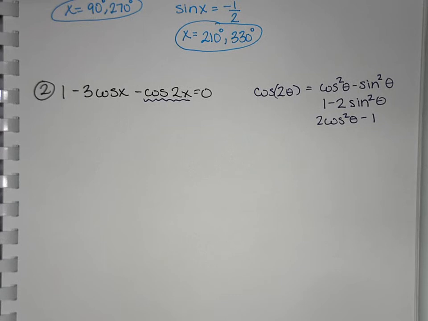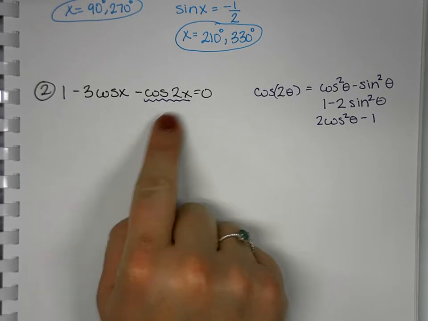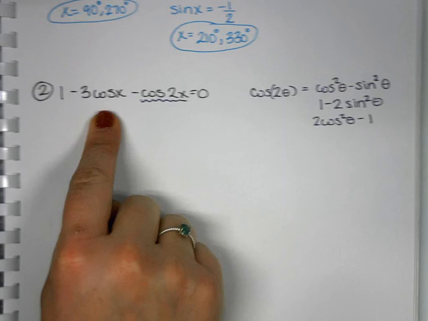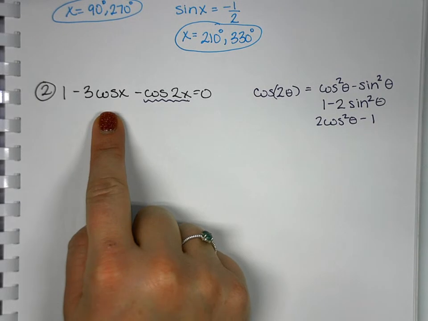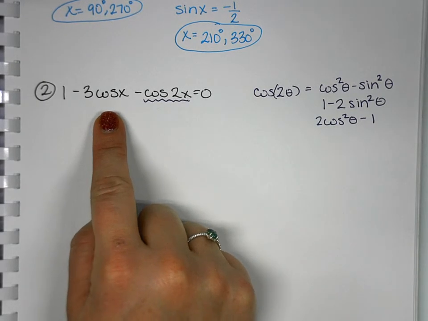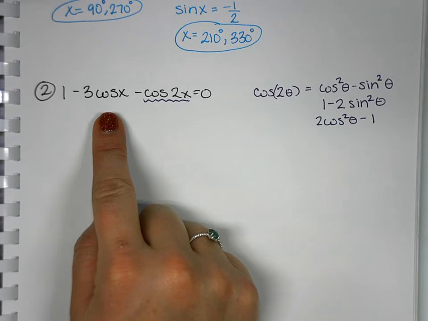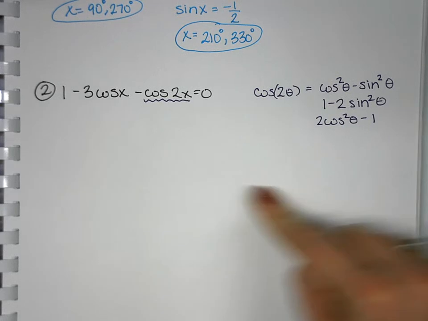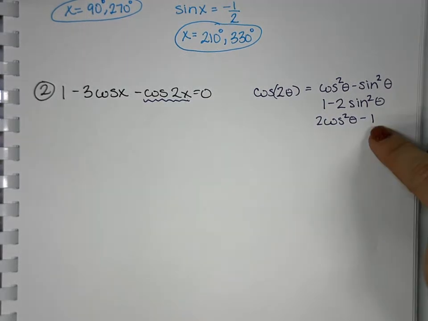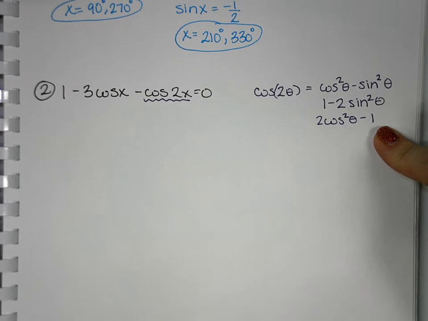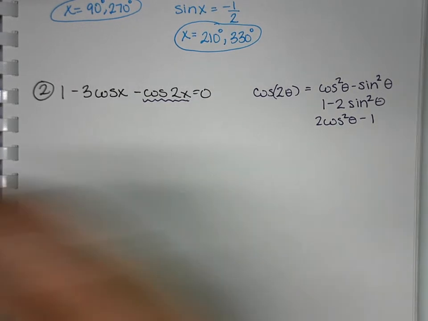So when I look at what my problem has, I have another cosine in my problem. If I was going to factor, I need it to stay all cosines, because if I throw a sine in there, it's going to throw off my ability to factor. So when I come over here, there's only one option that has a cosine only in it. And so that's going to be the one I use.